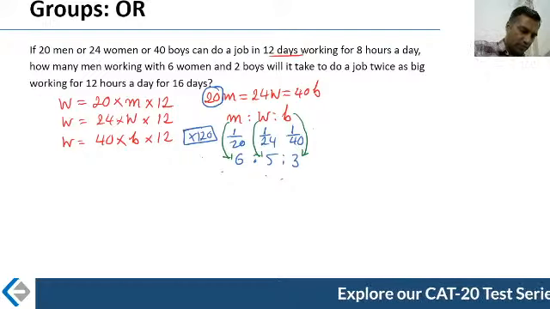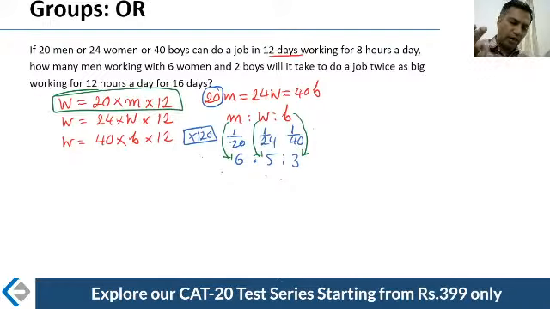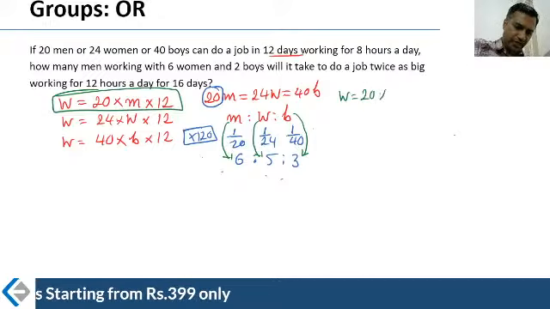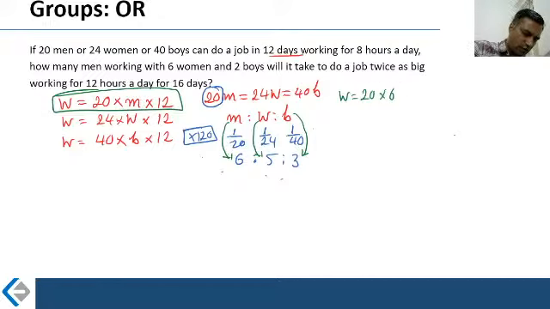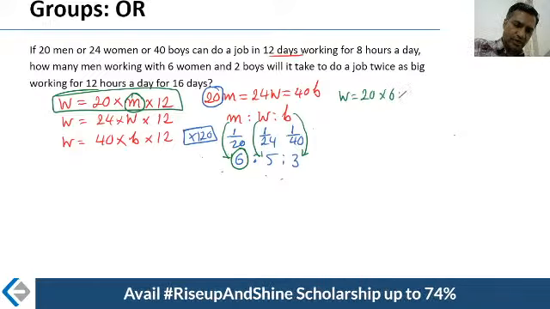Okay, let me define the work. Guys, let me take the first one to define the work. Work can be defined from any parameter, there's absolutely no worry. What is the work? Therefore, work is equal to 20 into 6. Why 6? Because I took men here. What is the value for the men? 6. Therefore, 20 into 6 into 12.